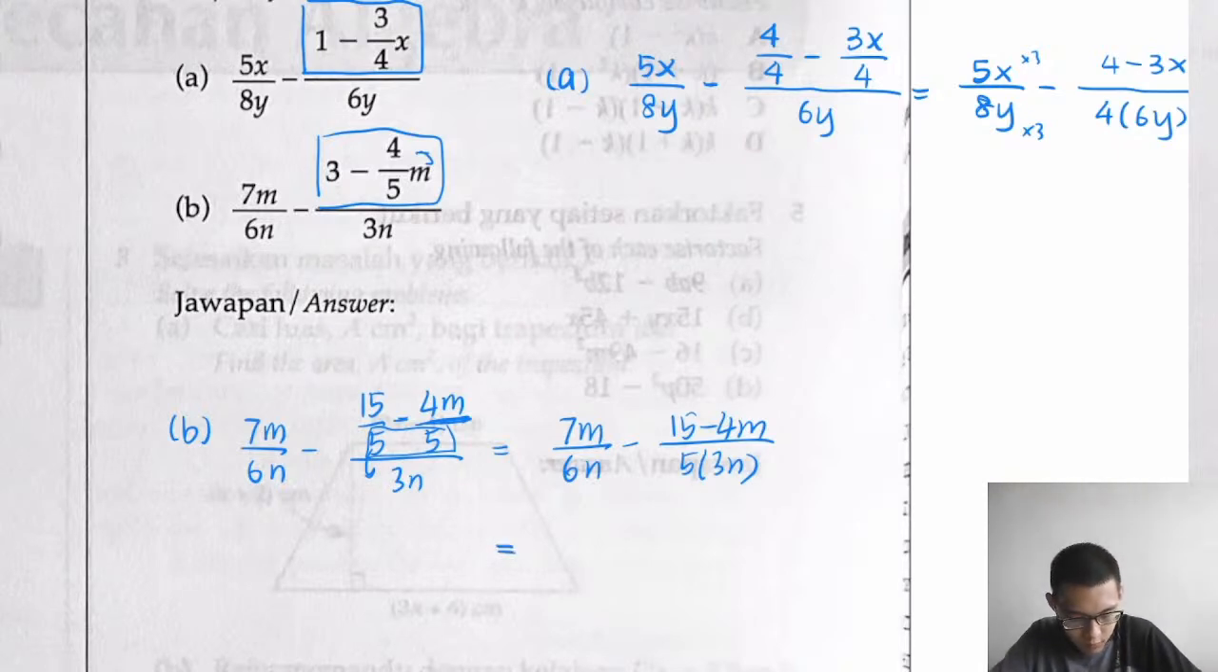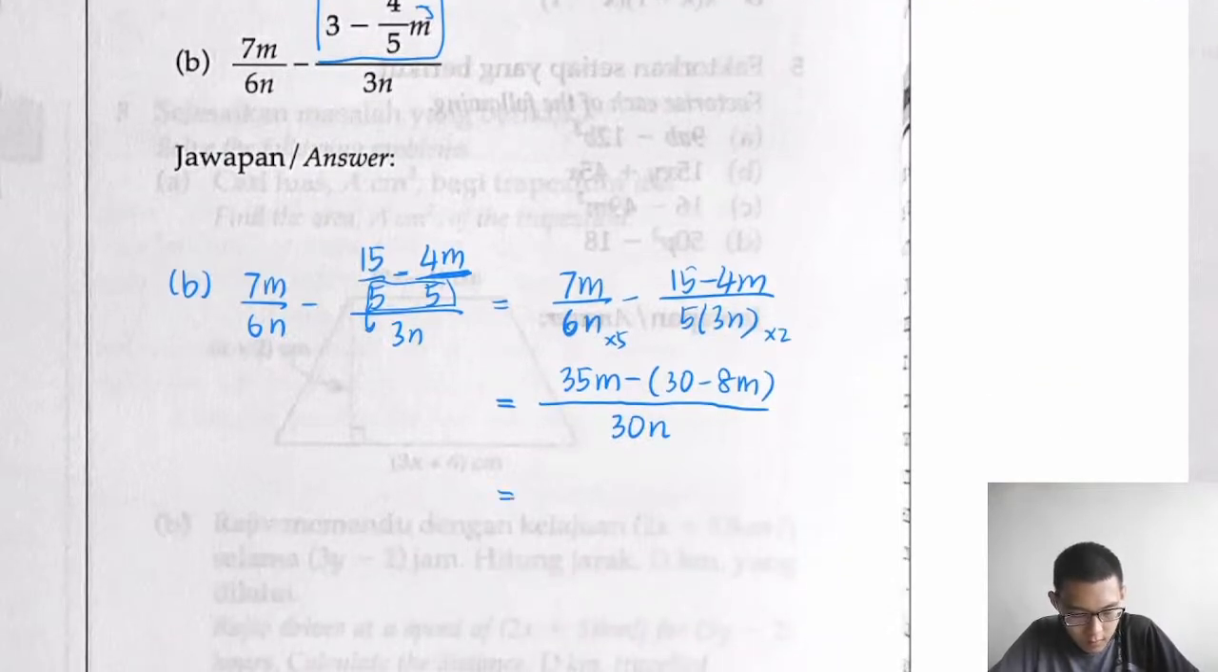So now we try to solve. We have 15n, but now we have 6n here. What should we do to get the common multiple? We have to times 2 here and times 5 here, to get 30n. So here times 5, 7 times 5 is 35m, minus 15 minus 4 times... 30 minus 8m.